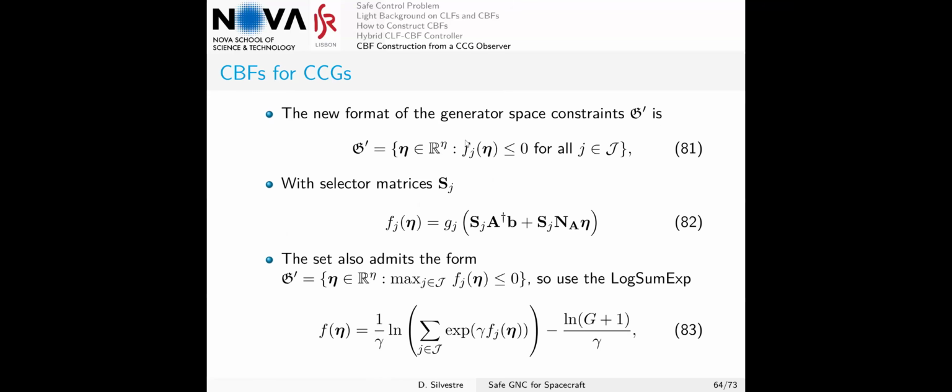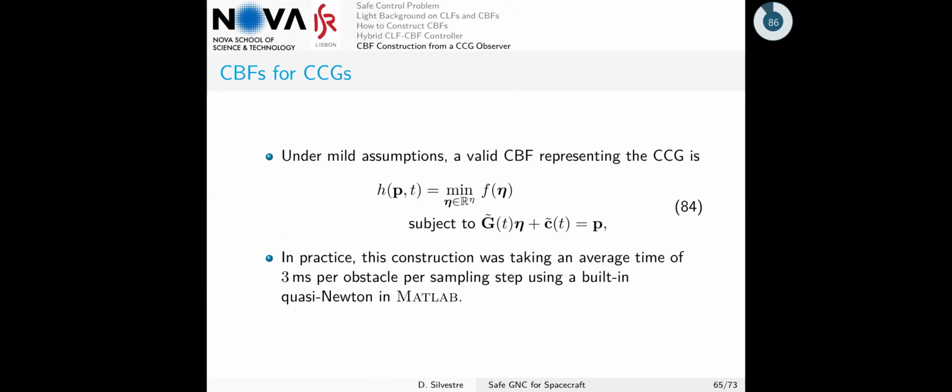Now you can think of each of these constraints as being a CBF on its own. I can plug back the expression for the variable to get the full expression of the CBF, and then I can do the log-sum-exp trick to get a single CBF that represents being outside of that whole set. And so if we do that, in the end, I just need to do a projection. So that means I have to solve an optimization problem, but that is fairly easy. So we were taking 3 milliseconds per obstacle per sampling time with the quasi-Newton method that ships with MATLAB. So most likely with some other method we can get better.